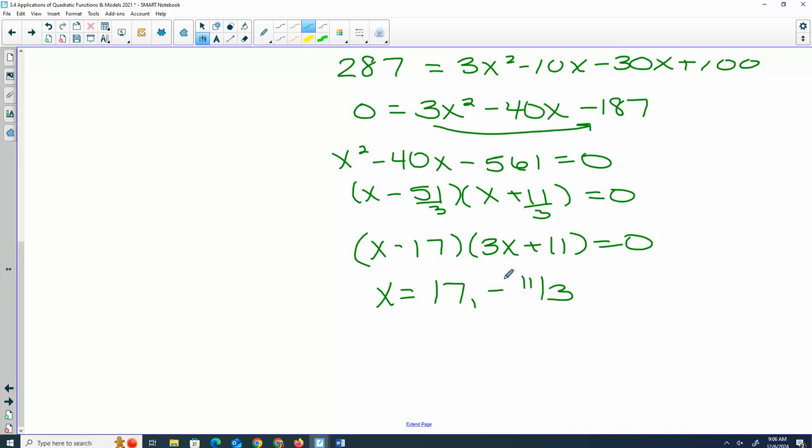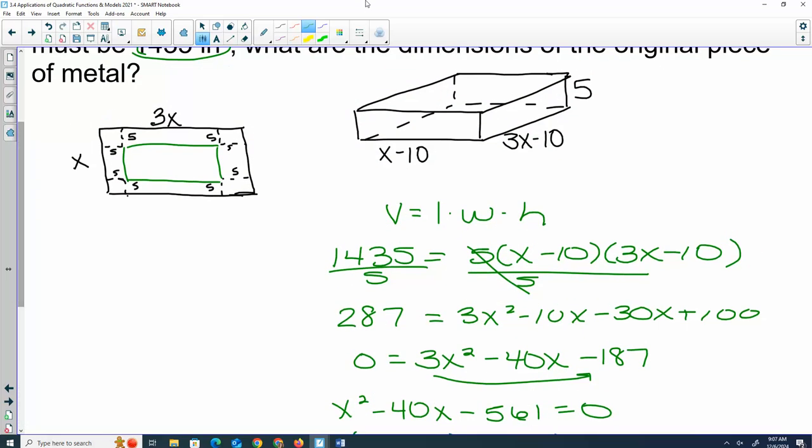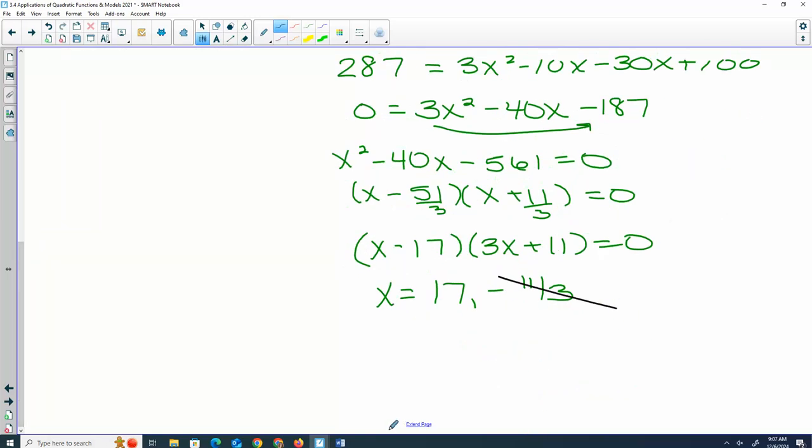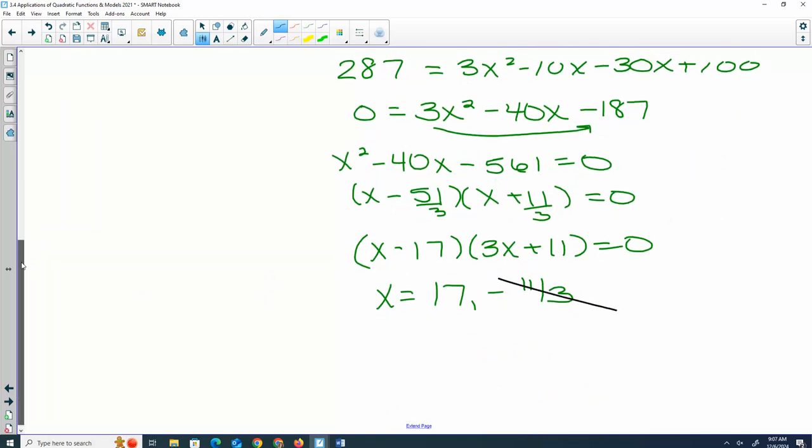Okay, are both answers reasonable? No. What did X represent? X represents the length of the part of the box, which could not be opened. It was originally this piece of metal, right? So it can't be a negative. In fact, how big does X have to be? It has to be bigger than what number? 10, because I cut 5 off each edge, so it had to be bigger than 10 to start with. So that one's out. Then we answer our question.